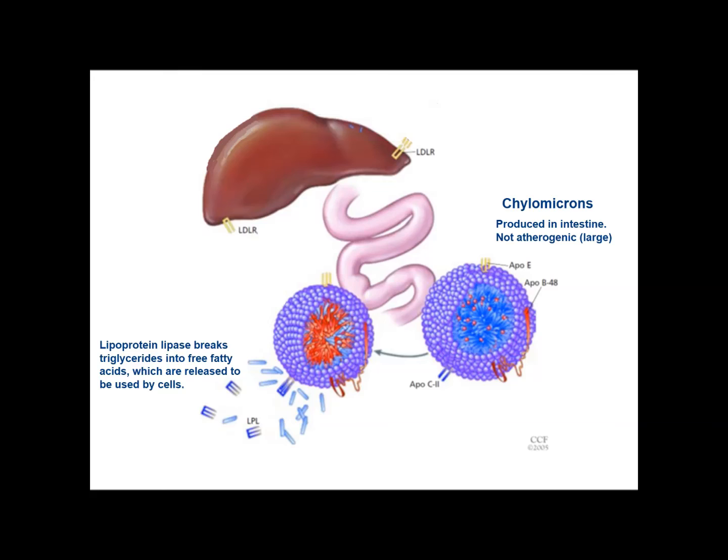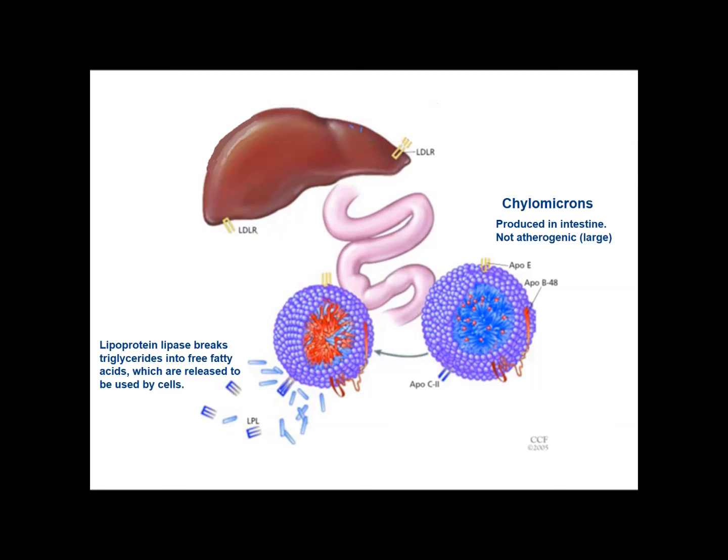So the chylomicron circulates around, and as it goes around, an enzyme called lipoprotein lipase starts to break the triglycerides in the core of the chylomicron down and cleaves off the free fatty acids and releases those into the circulation, and they can be used by cells. So the whole point of the chylomicron is to take the fats around in a transport form in order that when they get to the cells, an enzyme can free up the free fatty acids and they can actually be used for energy.